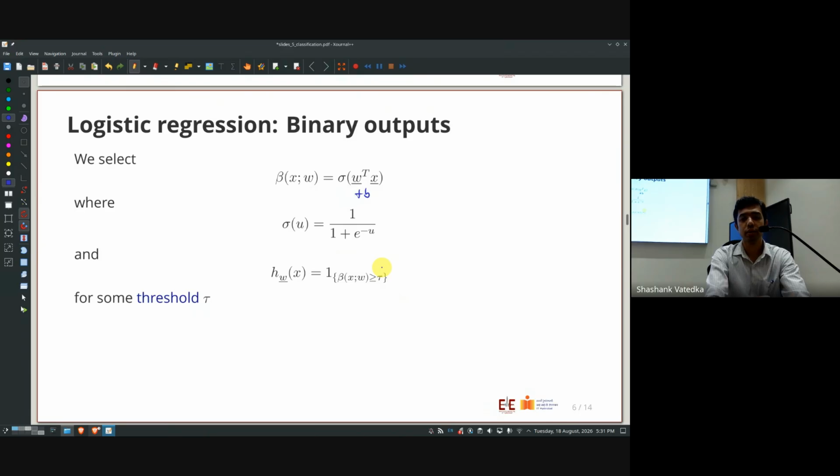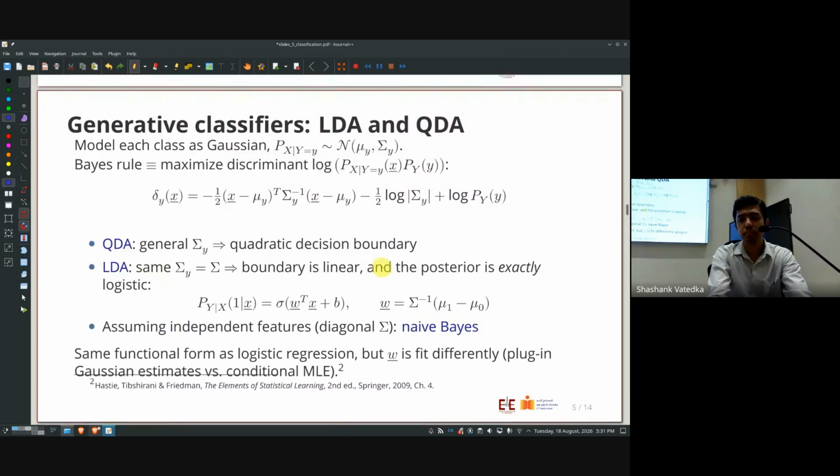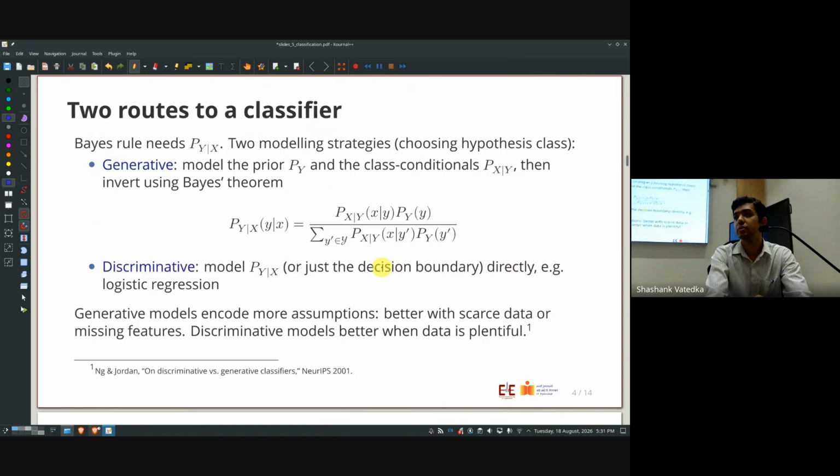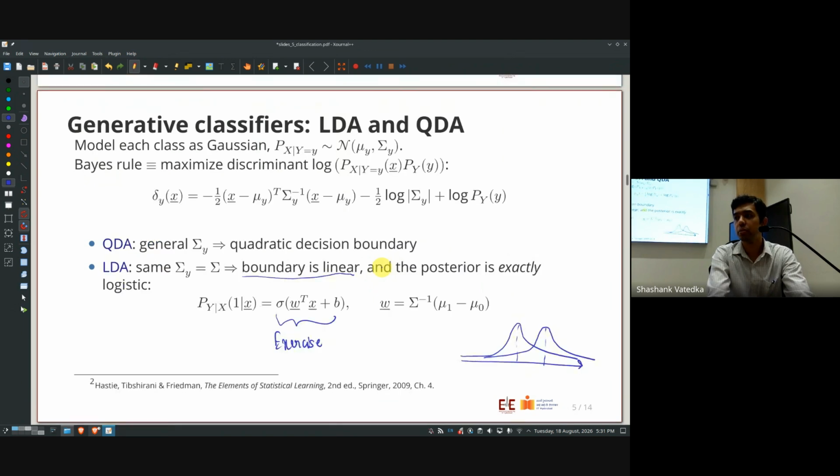Okay, any questions? Previous? Yes. You mean this one? Correct. This is assuming you have a generative model. Try to find the line or some value after that. If it is greater than that, it will be plus. Correct. Yes.